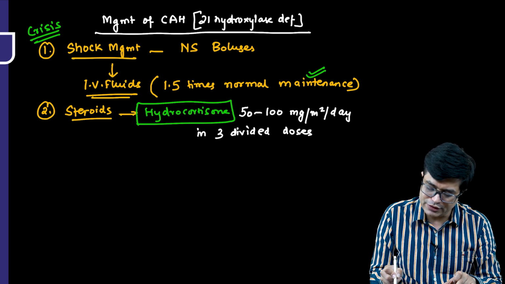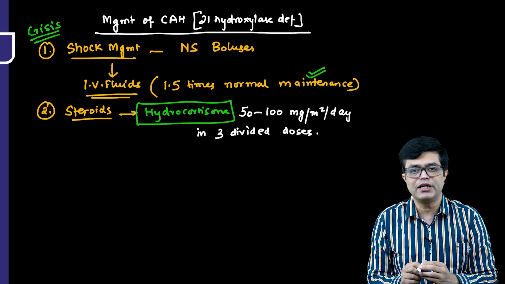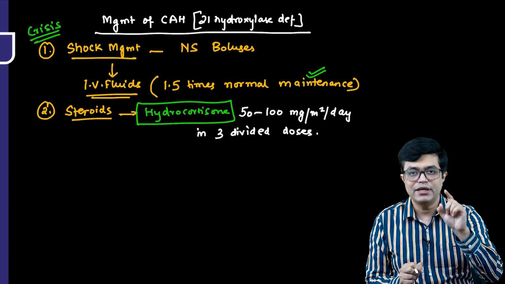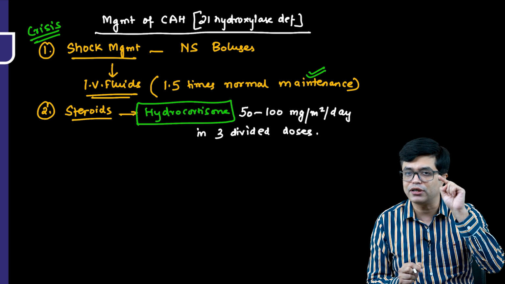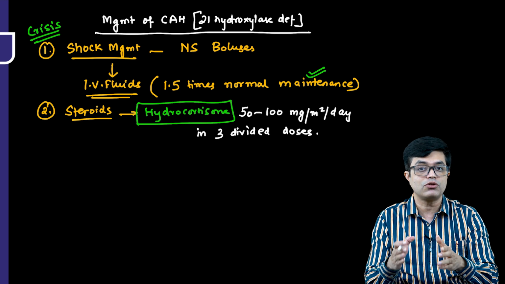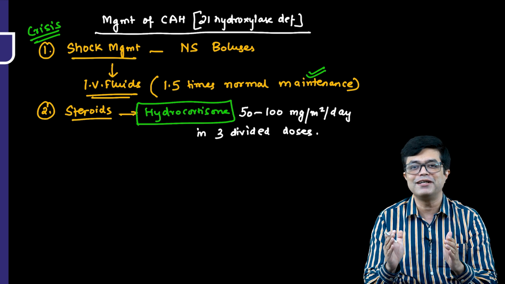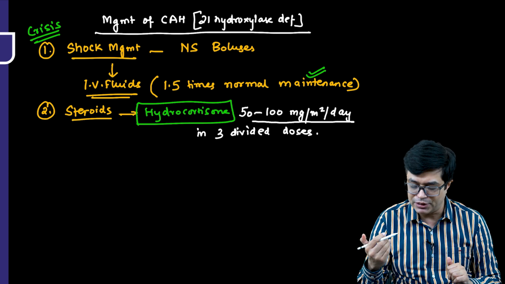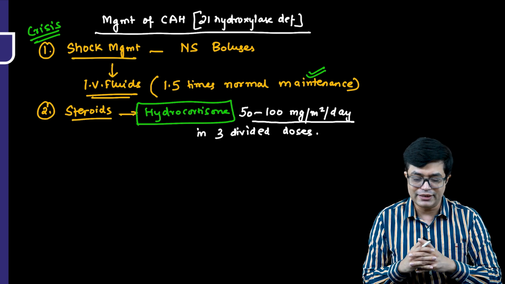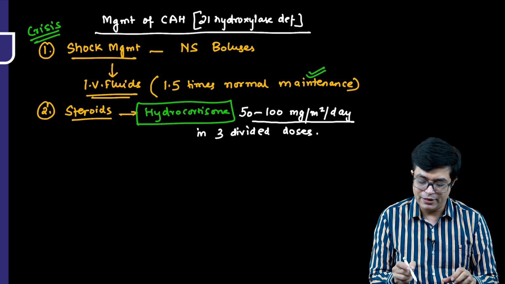Generally, doses are not asked in super specialty exam. One exception is CAH patient where doses are asked. And this question is based upon a concept as well as the doses. That is why I am discussing it as a standalone MCQ. So 50 to 100 milligrams per meter square body surface area per day in 3 divided doses, that is every 8 hourly you can give it.